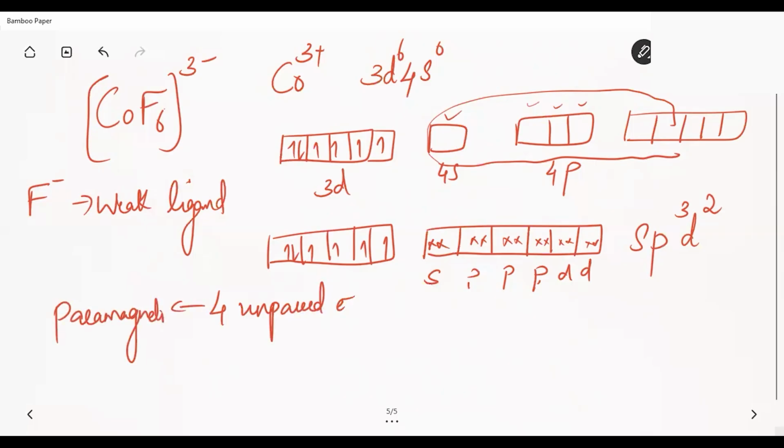Also, the hybridization is sp3d2, so what is its geometry? Of course, it is octahedral geometry. And what type of complex is that? The outer d orbitals are used, so this is an outer orbital complex.